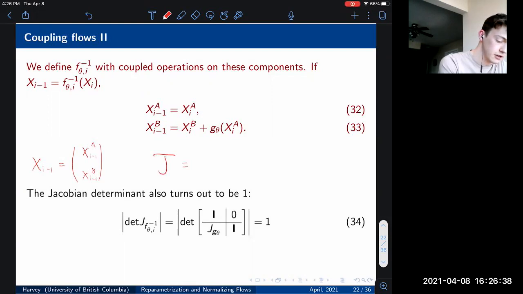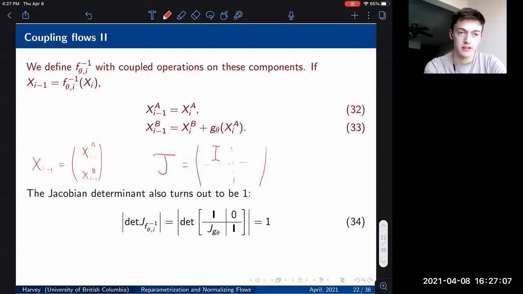And if we just think about it in terms of these blocks, then we think, so the top left is going to be the derivative of component A of the output with respect to component A of the input. And since the output there is just equal to the input, this is just going to be the identity matrix.